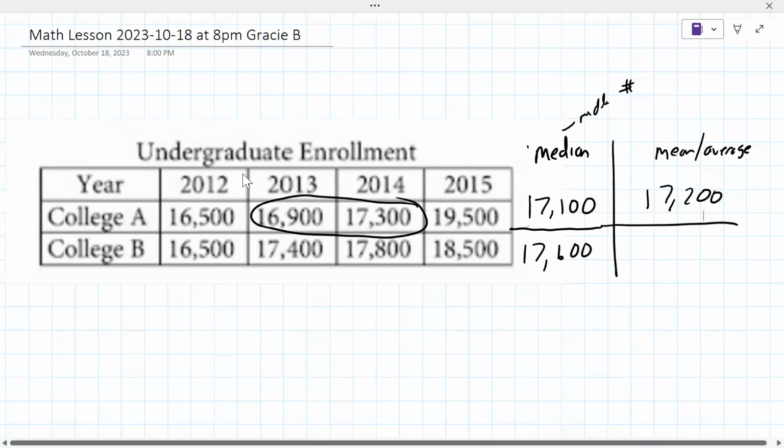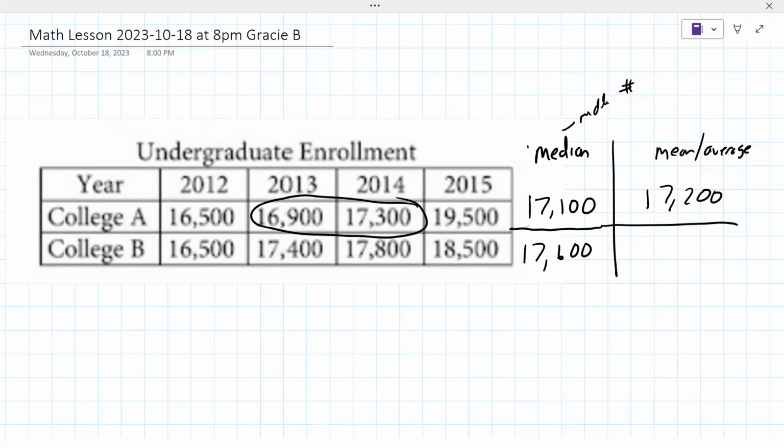The average is a measure of center. So when you add all the numbers up, make sure you add them up first and then divide by the number of numbers. So if you're using a calculator, 16,000, make sure you put those parentheses around. Okay.